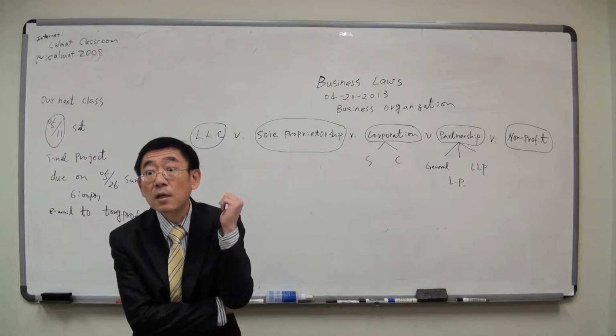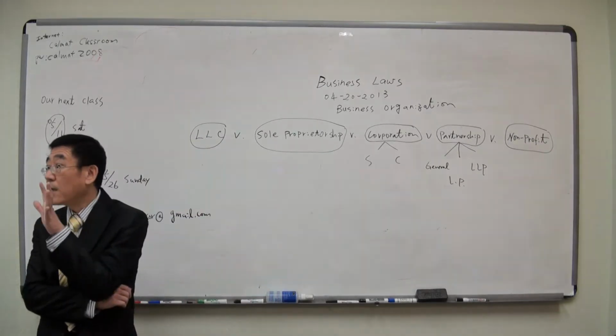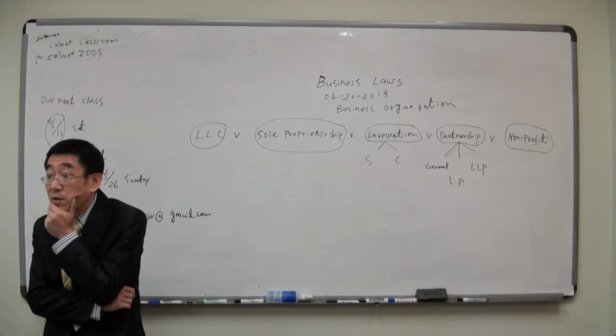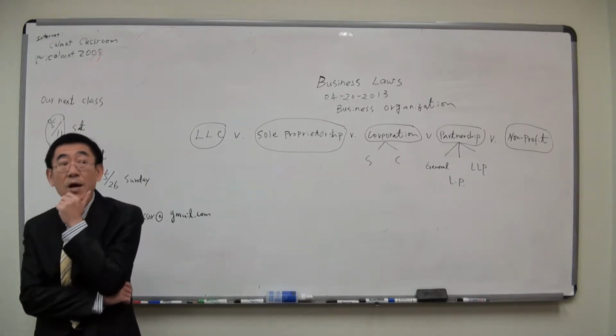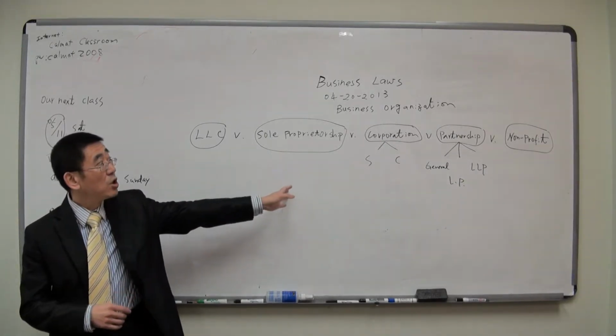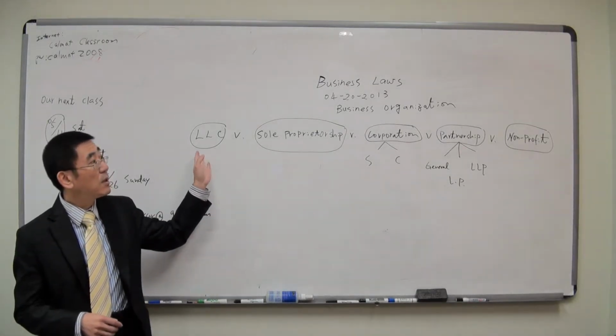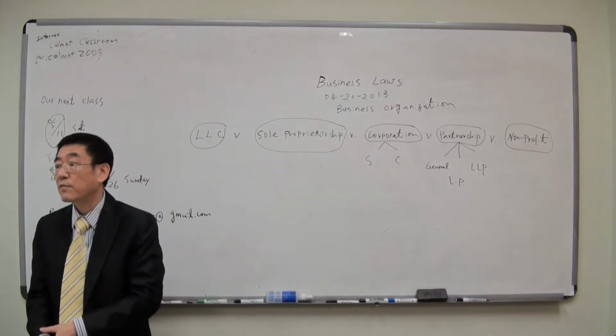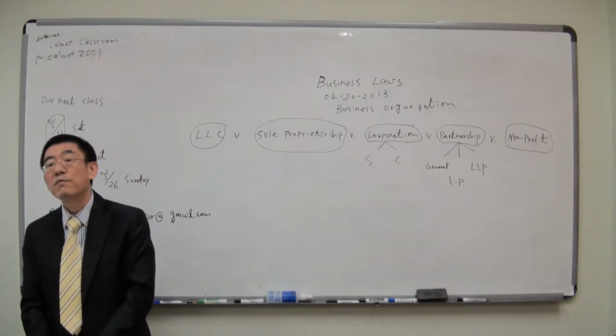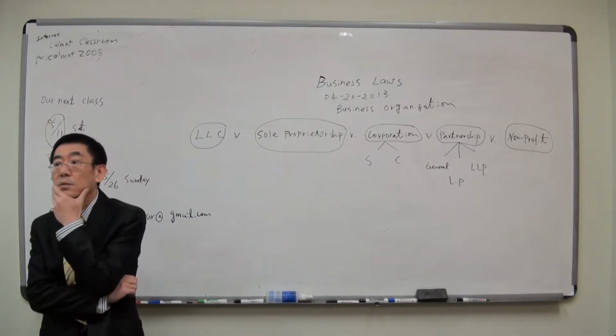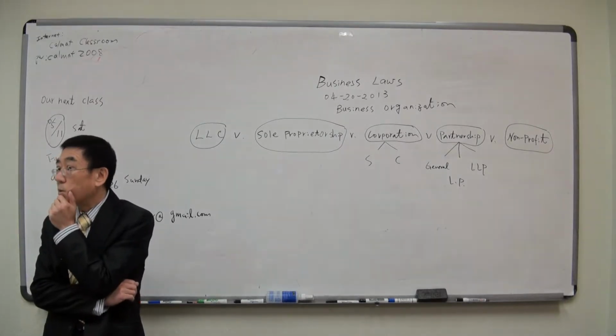Because for today, we will compare five different business types. All right, we have sole proprietorship, corporation, partnership, limited liability, and the last one is non-profit. We're gonna talk about five different types of business organization. So any questions so far?